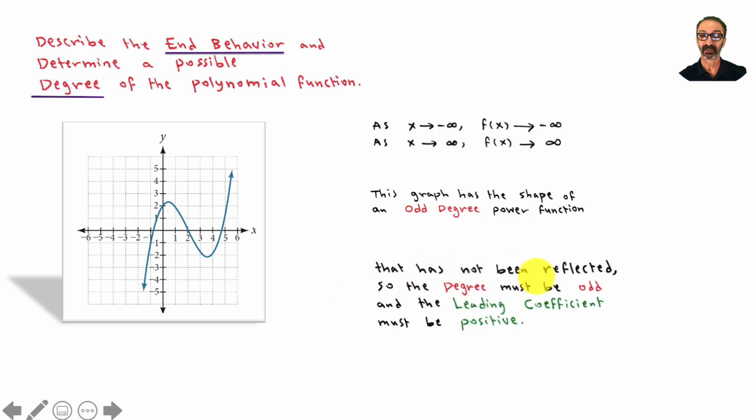Something to agree on: that has not been reflected. It's just like x cubed. It's not being reflected. It's not the other way around. Okay, so the leading coefficient must be positive, and it's an odd degree polynomial. We don't know if it's third or fourth or fifth. That's not what we're discussing now, but to me it looks like a third degree. Let's move on.